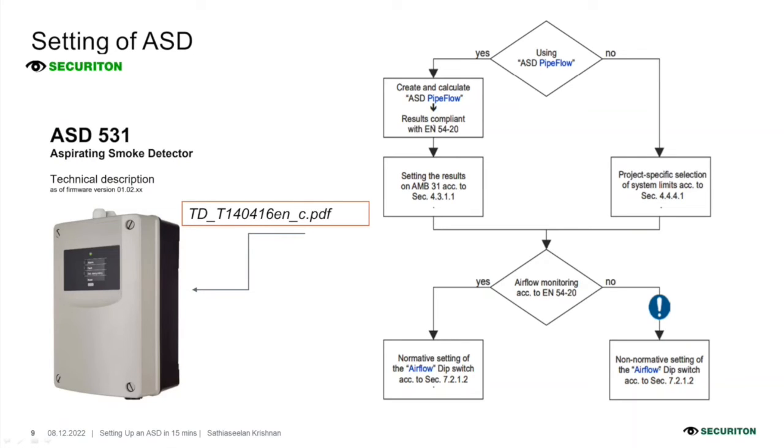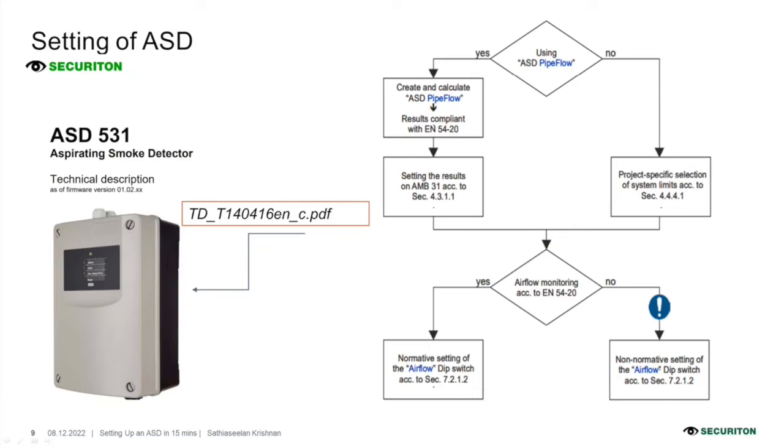So first, we need to know, are you going to use EN 54-20 or not? Are you going to use NFPA standards? Or are you going to use the system limits of the ASD itself, which means without any norms? So that's the first question, or the planning that you have to look into. So once you've planned for this, yes or no defines where you go to the next part.